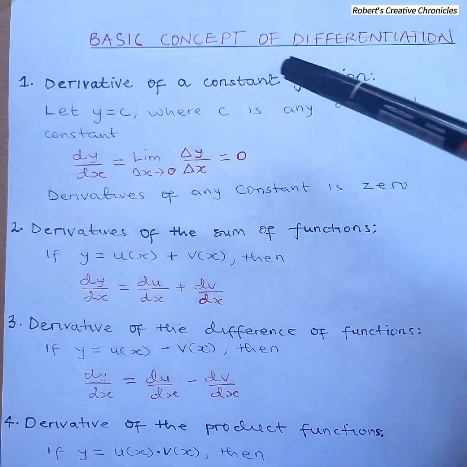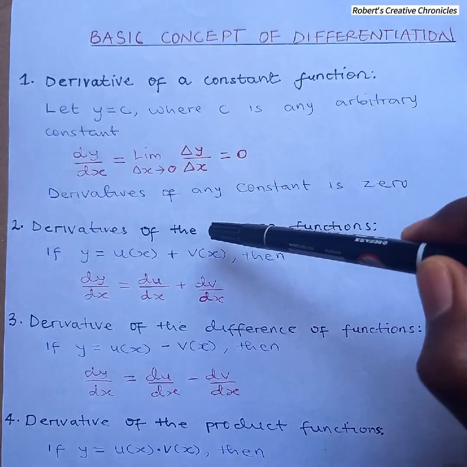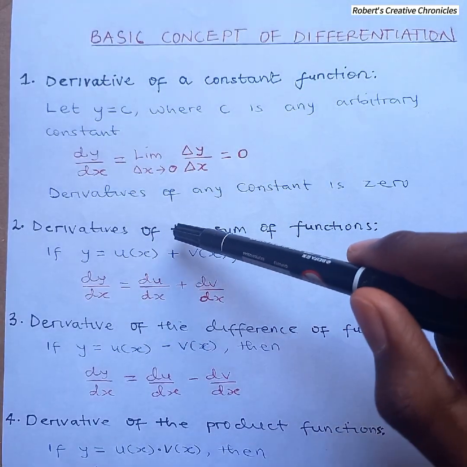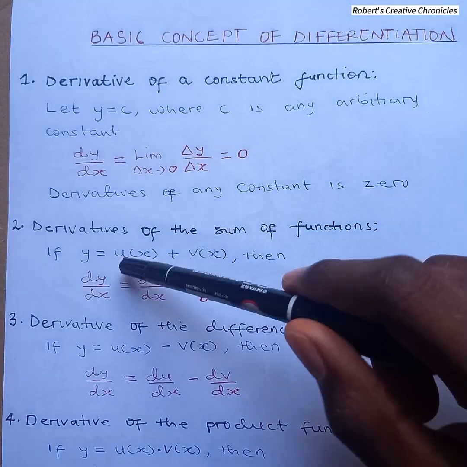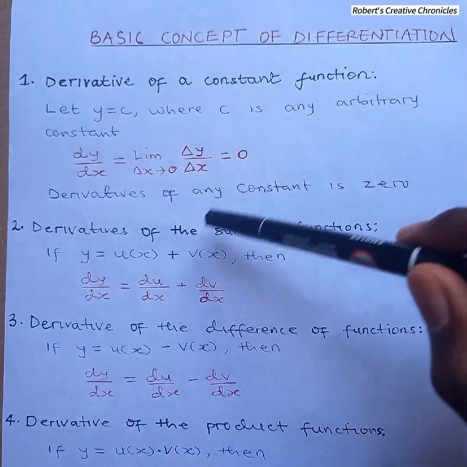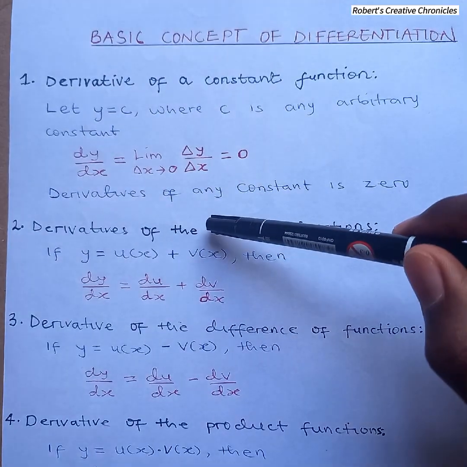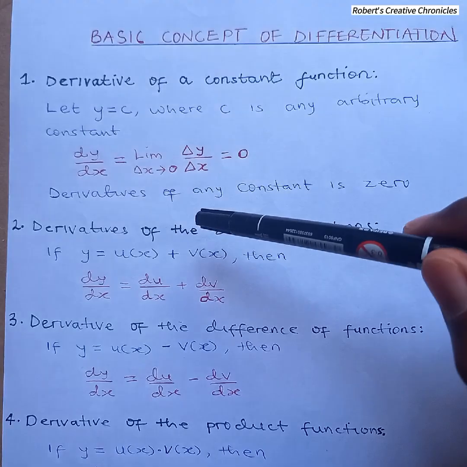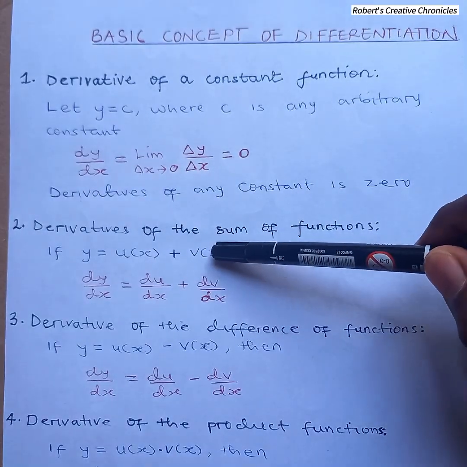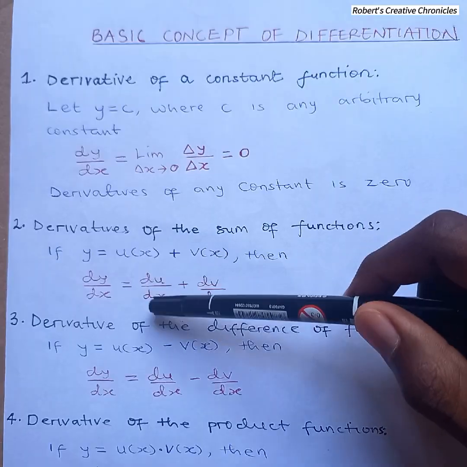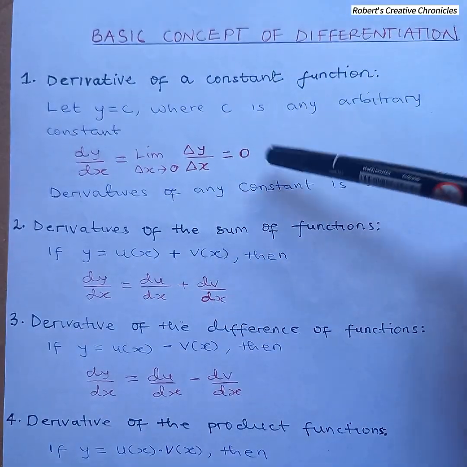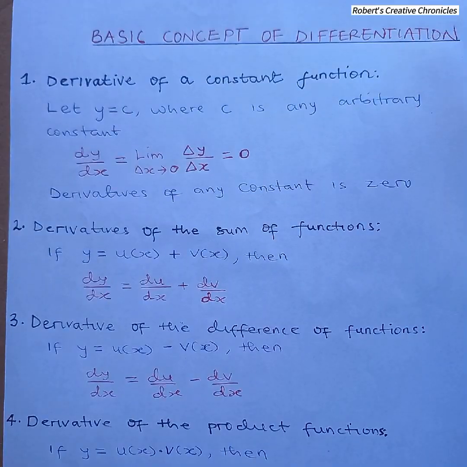So the second concept, derivatives of the sum of functions. If y equals u of x plus v of x, then dy over dx equals du over dx plus dv over dx. That means if they give you different functions, the sum of them, to differentiate, you first differentiate the first function, then you add the derivative to the derivative of the second function. As it is shown here, you differentiate u with respect to x, and you differentiate v with respect to x. So that is how you do the derivatives of the sum of functions.